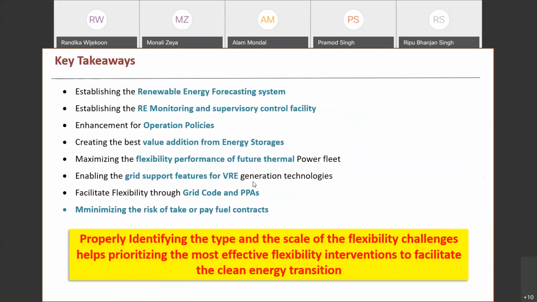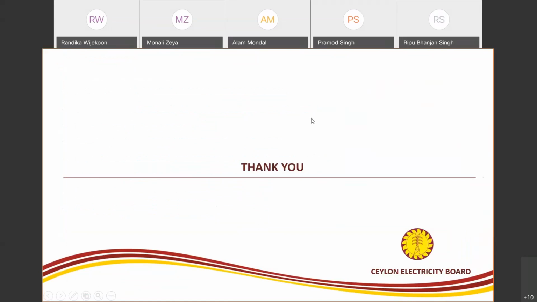With all that, we think that in addressing these issues, the planning level is of utmost importance, because properly identifying these challenges, their types and scale, really helps us to prioritize these interventions and ultimately to facilitate the clean energy transition. And with that, I end my presentation, and thank you for your patience. I hope this experience shared from Sri Lanka spurred some thought and shared some useful information with you all.